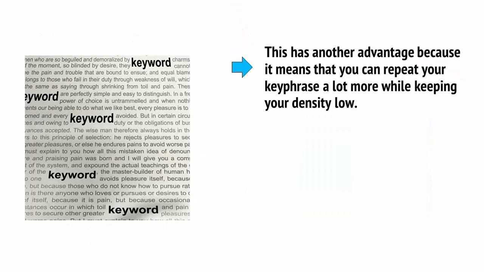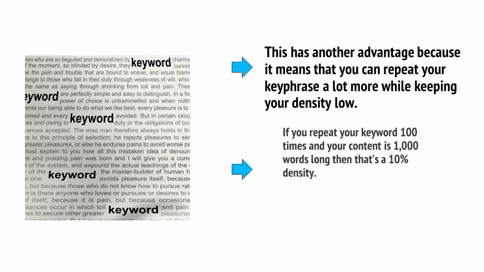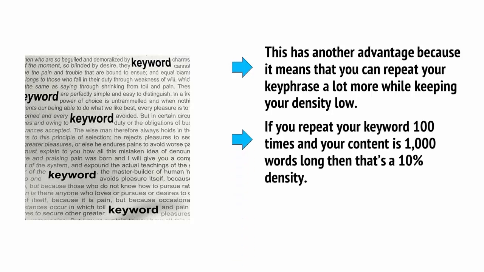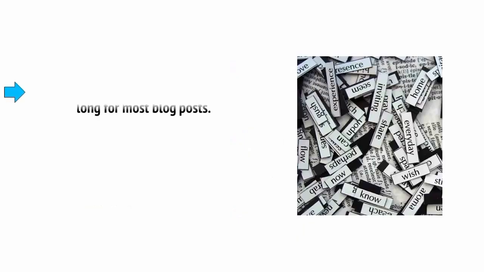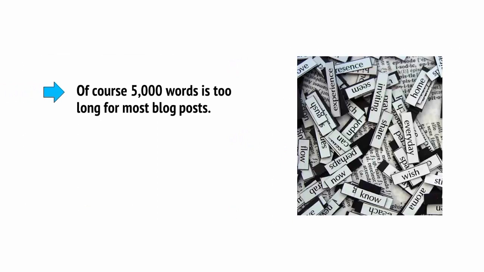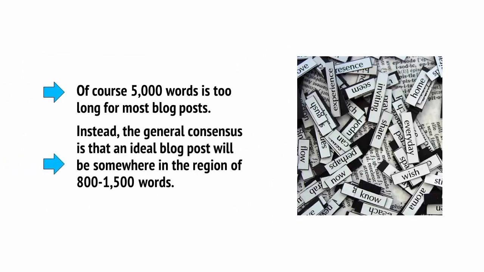This has another advantage because it means that you can repeat your key phrase a lot more while keeping your density low. If you repeat your keyword 100 times and your content is 1,000 words long, then that's a 10% density. If your content is 5,000 words long, that's 2% density. Of course, 5,000 words is too long for most blog posts. Instead, the general consensus is that an ideal blog post will be somewhere in the region of 800 to 1,500 words.